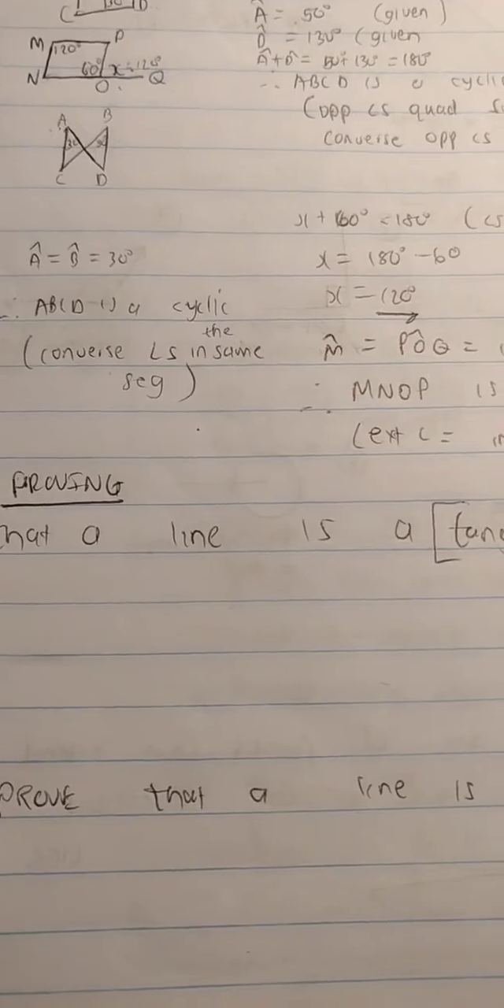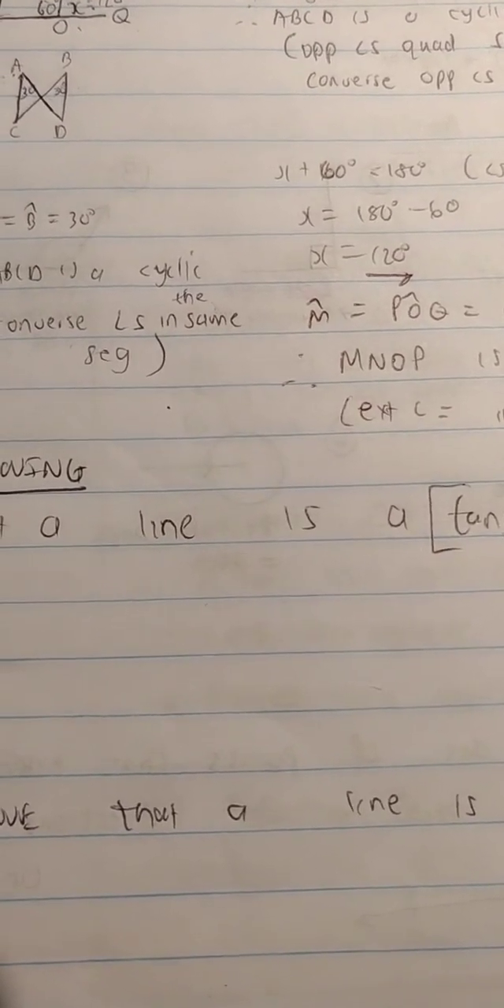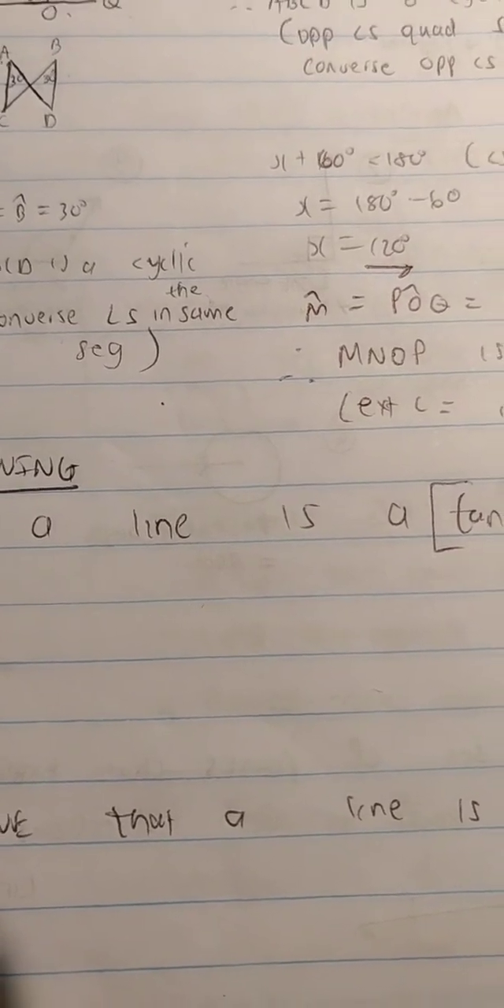So proving that a line is a tangent. Let me check this out quickly. Tangent perpendicular to diameter. Converse of tangent perpendicular to diameter. Look at this.